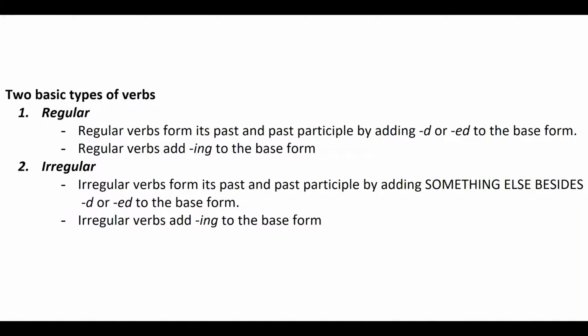There are two basic types of verbs. There are regular verbs, which form their past and past participle by adding d or ed to the base form. Regular verbs also add ing to the base form. There are irregular verbs, which form their past and past participle by adding something else besides d or ed to the base form. And of course, irregular verbs also add ing to the base form.